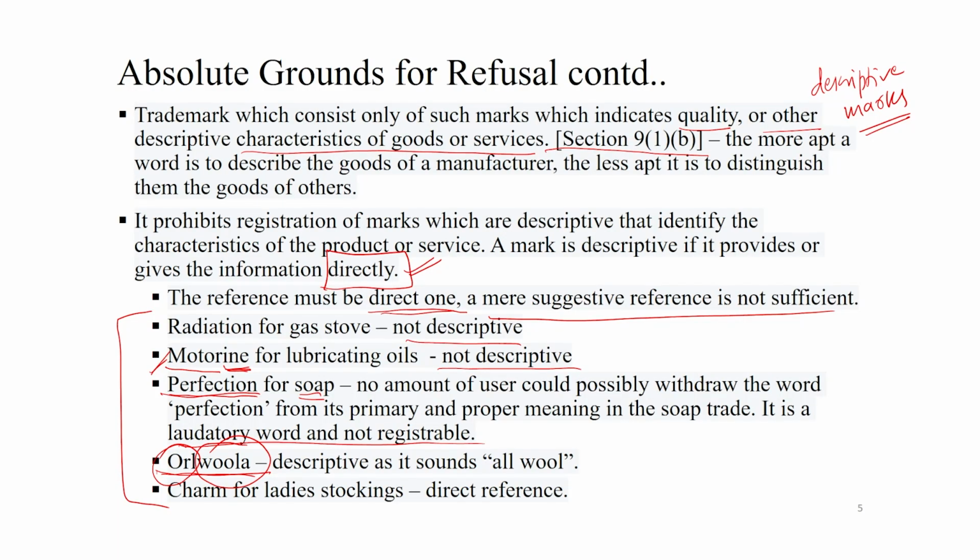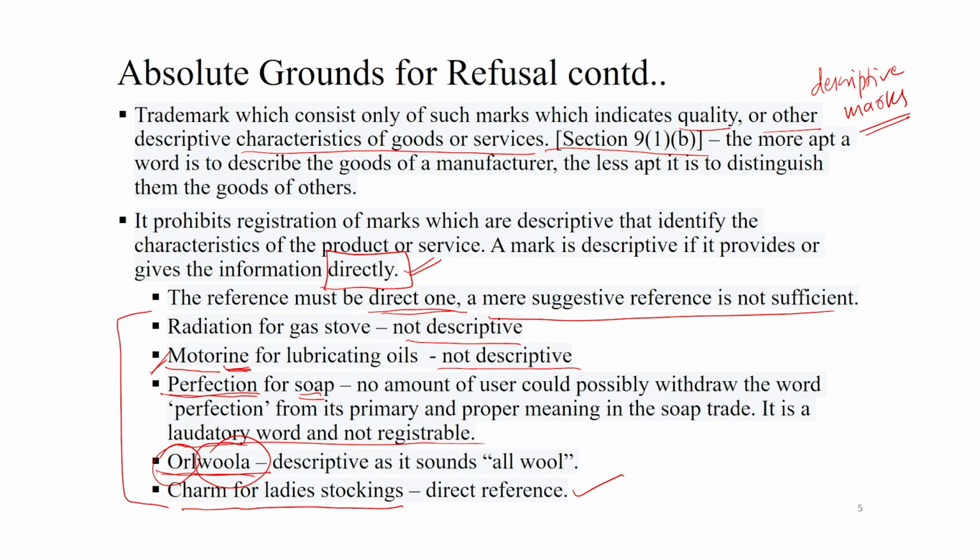Another example I have mentioned is the word charm for ladies' stockings. Court said this is direct reference. So that is how we have to understand whether the word in question directly refers to the quality of the product or whether it is only a suggestive reference. So these are the examples.